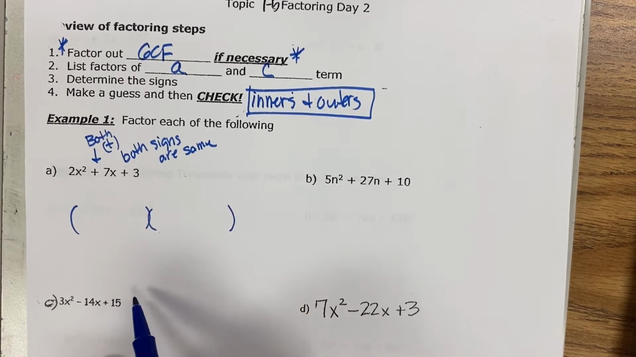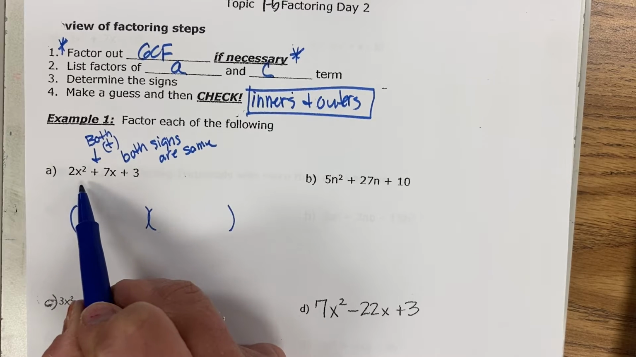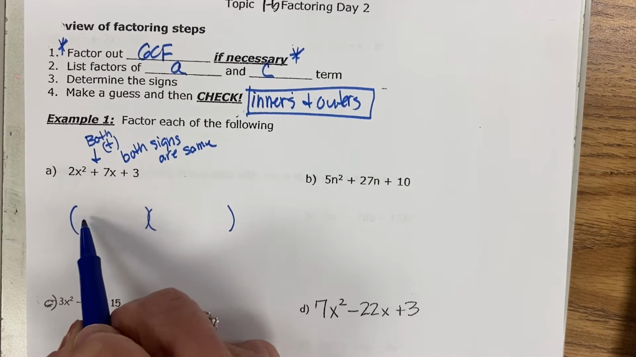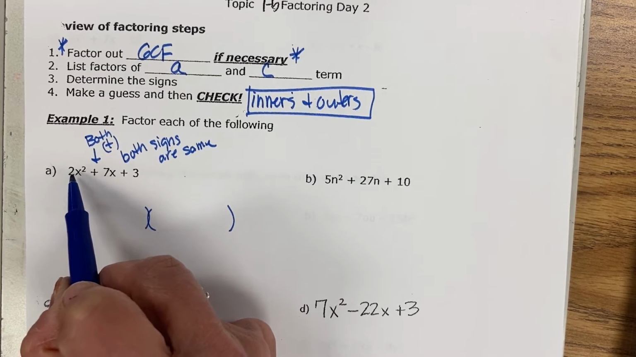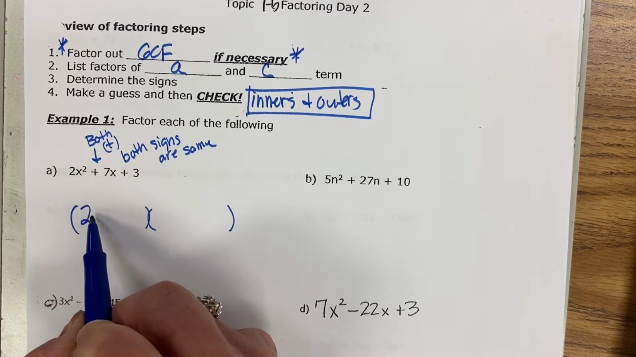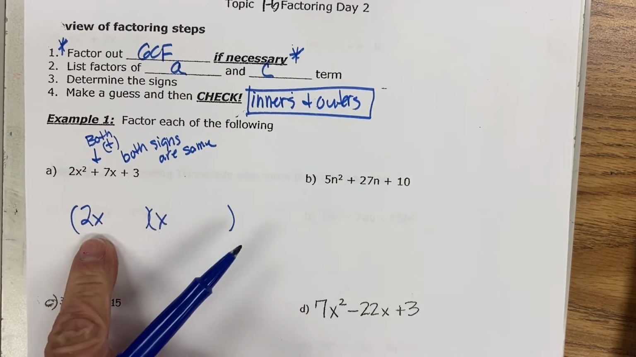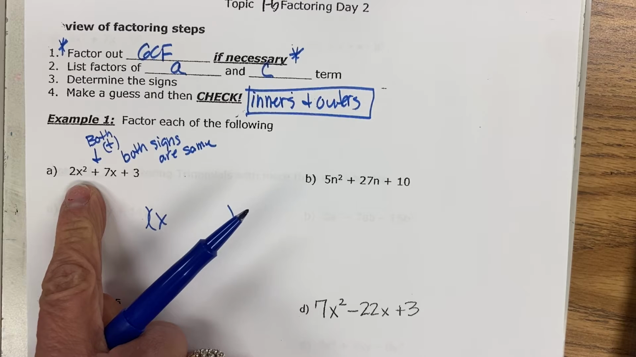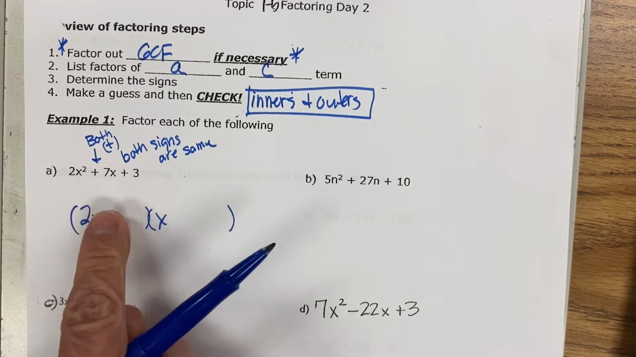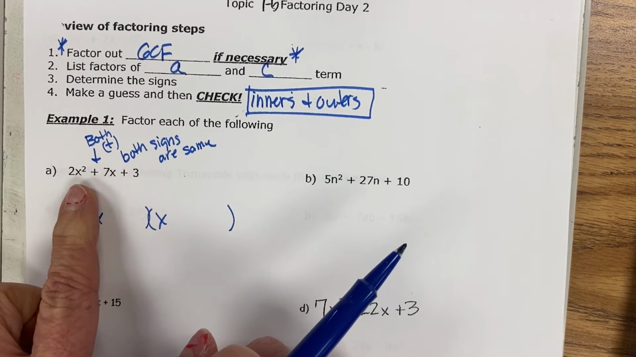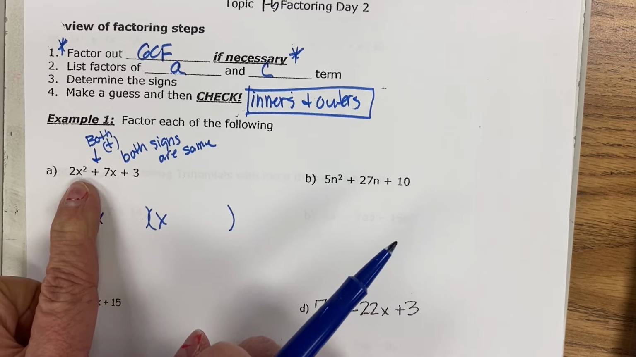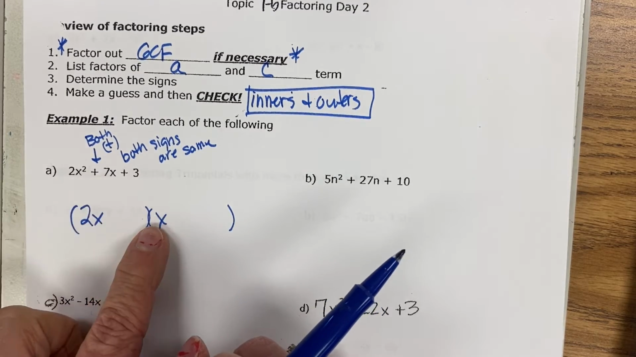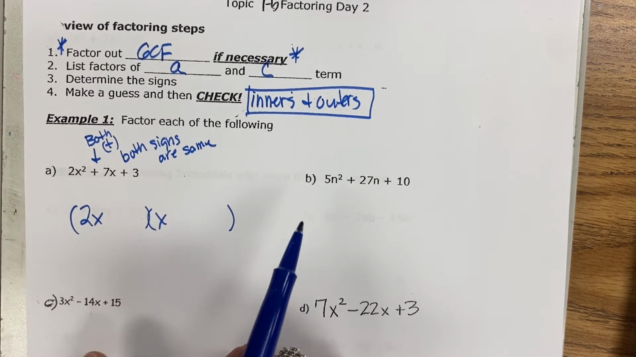on my factoring, I'm looking for two numbers that I multiply together that will give me 2x squared. Well, I know that I have 2x and x. I like to have my biggest number over here. So 2x times x is going to give me 2x squared. So I'm looking for two factors that, when I multiply together, will give me 2x squared. So 2x times x will give me 2x squared.